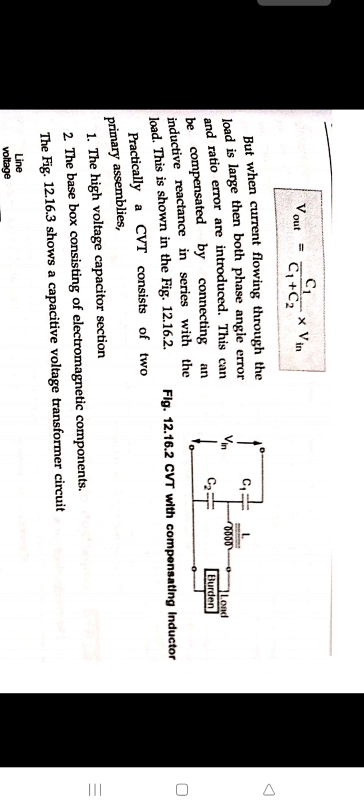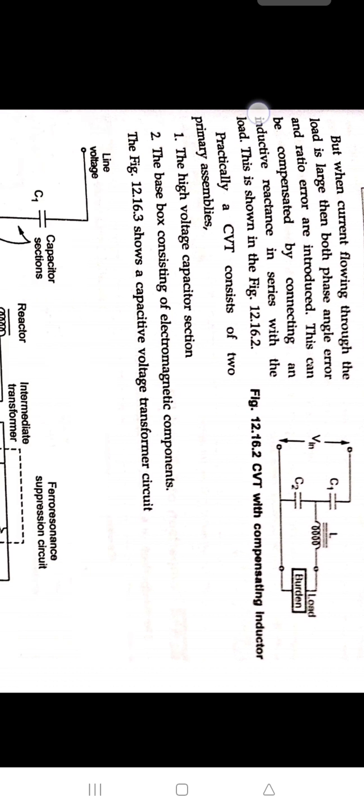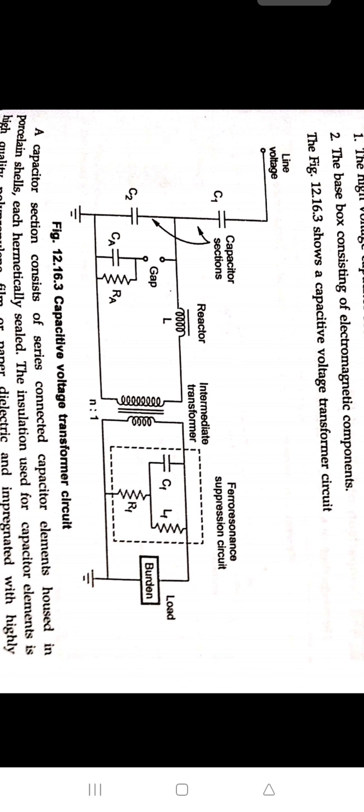Practically, a CVT consists of two primary assemblies. First, the high voltage capacitor section, and the second one, the base box consisting of electromagnetic components. See here, you can see there is a line voltage capacitor section, then the reactor, intermediate transformer, then ferroresonance suppression circuit, and then the load.